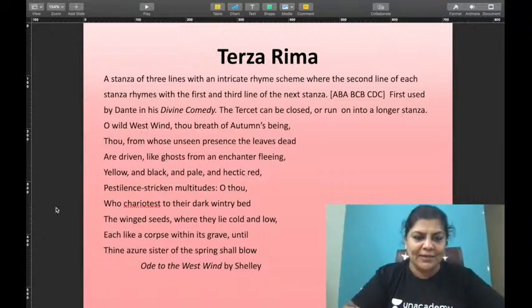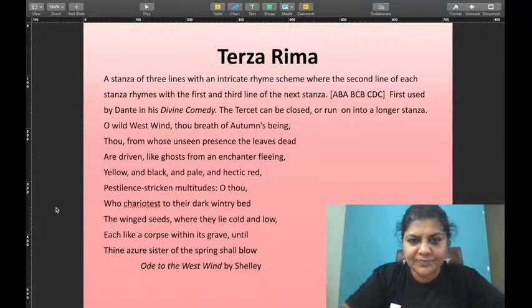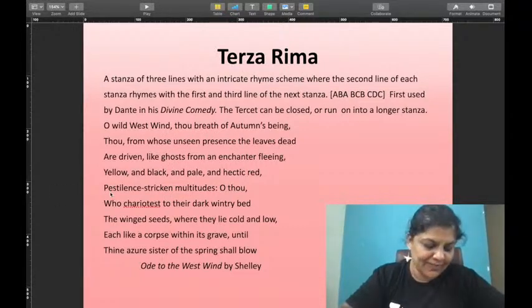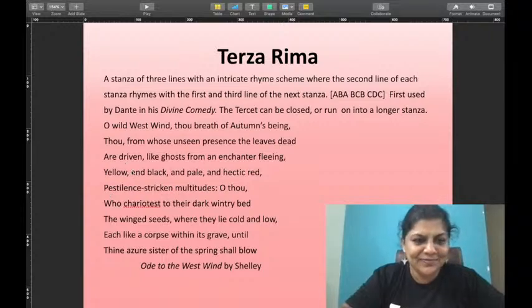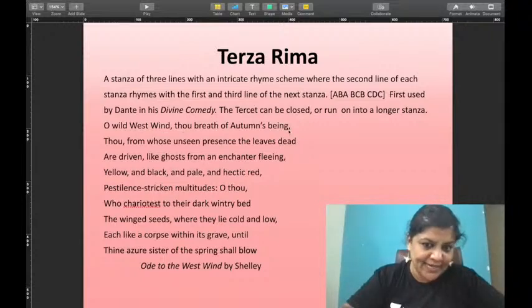What is terza rima? Three lines. Terza rima is three lines of iambic pentameter. Thou from whose unseen presence the leaves dead, one extra word is there. Are driven like ghosts from, I can't read it.